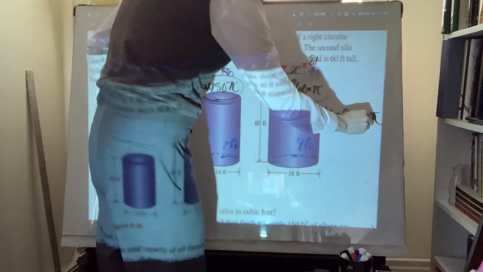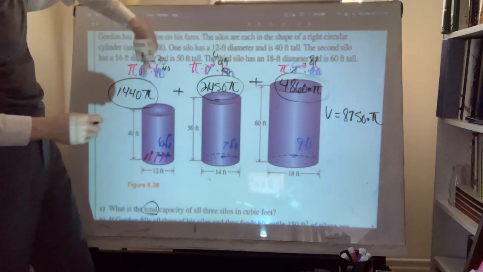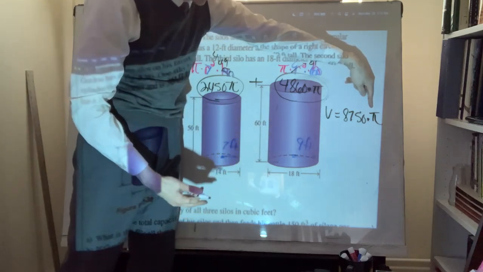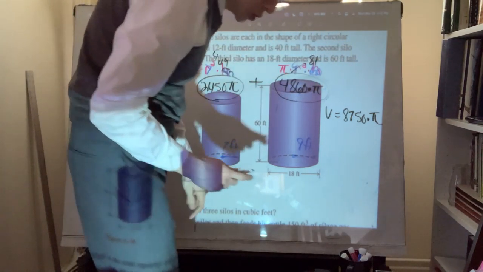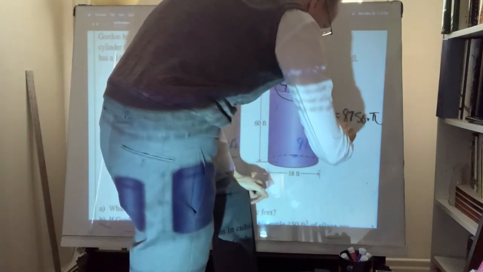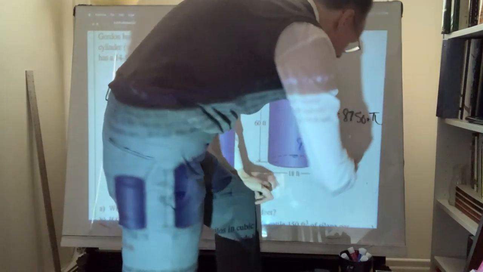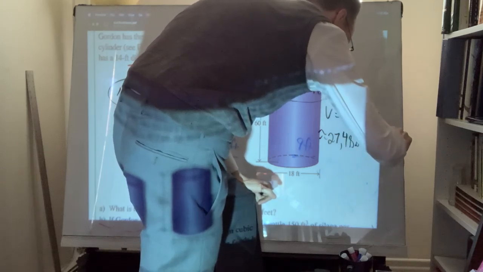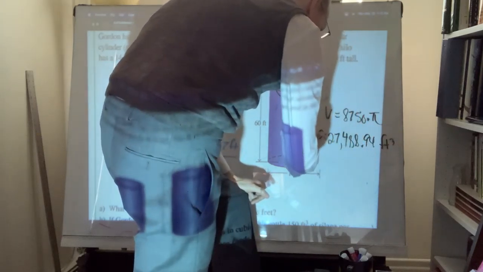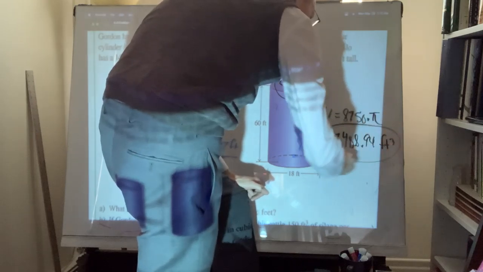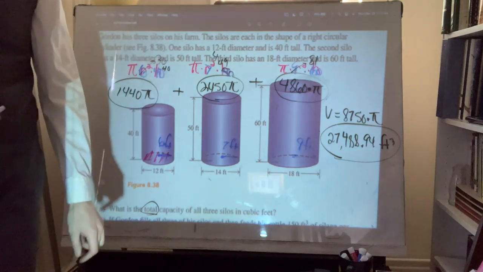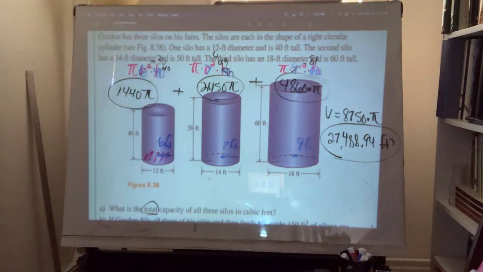And then only one time rather than three times independently, you can incorporate the actual decimal rounded approximate of pi. You'll get a much better answer. What you should get is basically this: 27,488.94 feet cubed. So 0.94. That's 27,488.94 feet cubed. That's the volume.